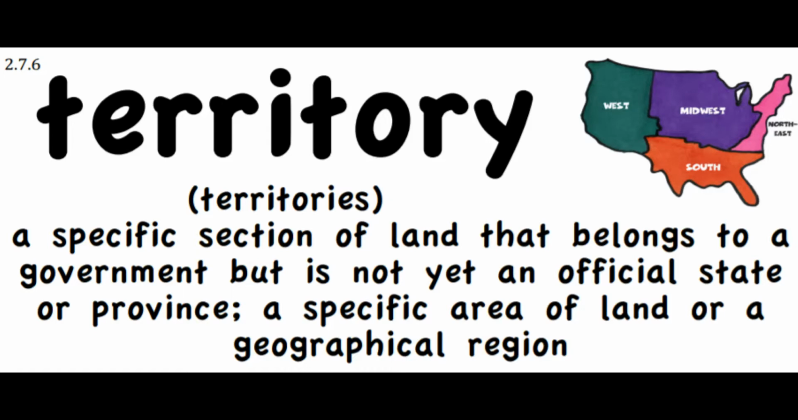We learned when we talked about the Morgan family about how they were moving to the Oregon Territory. At this time, Oregon wasn't a state yet like it is today. It was a territory. It was part of our government, but it wasn't a state yet. It was a territory.